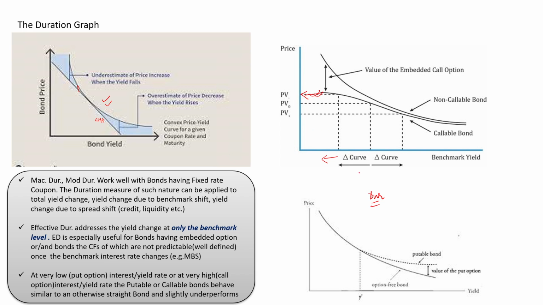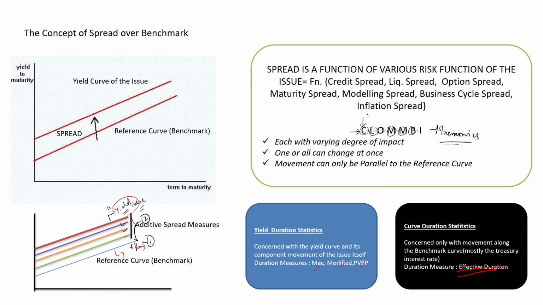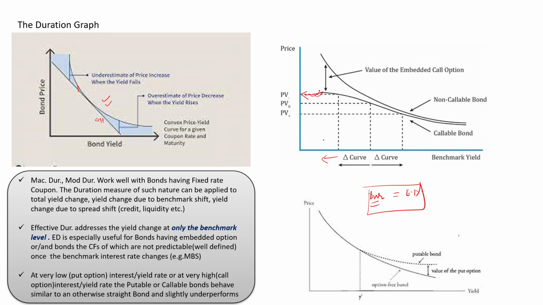So bonds which have embedded options in them will not have a very well defined cash flow, and precisely why we will make use of the effective duration for such an instance. In all other aspects, bonds that do not have the embedded option in them, we can make use of the modified duration or the Macaulay duration measures.